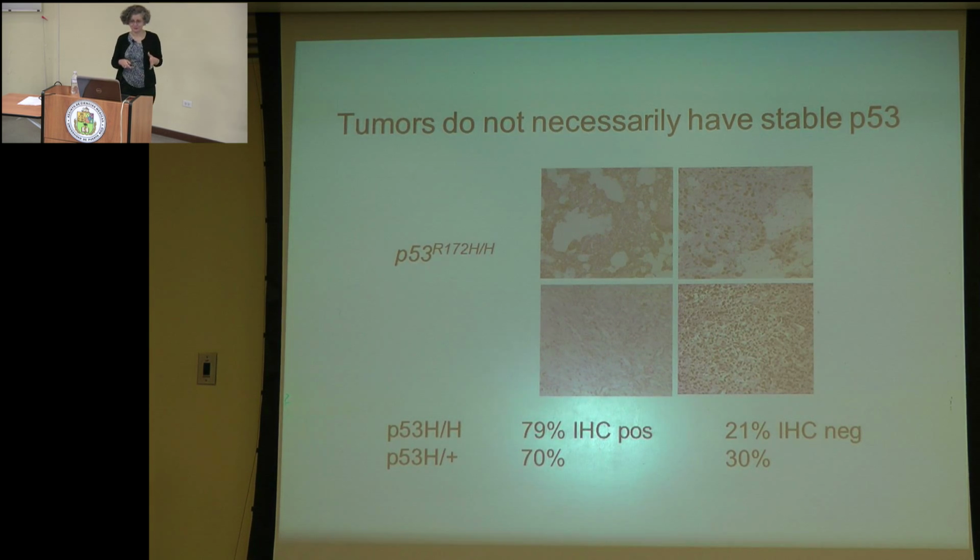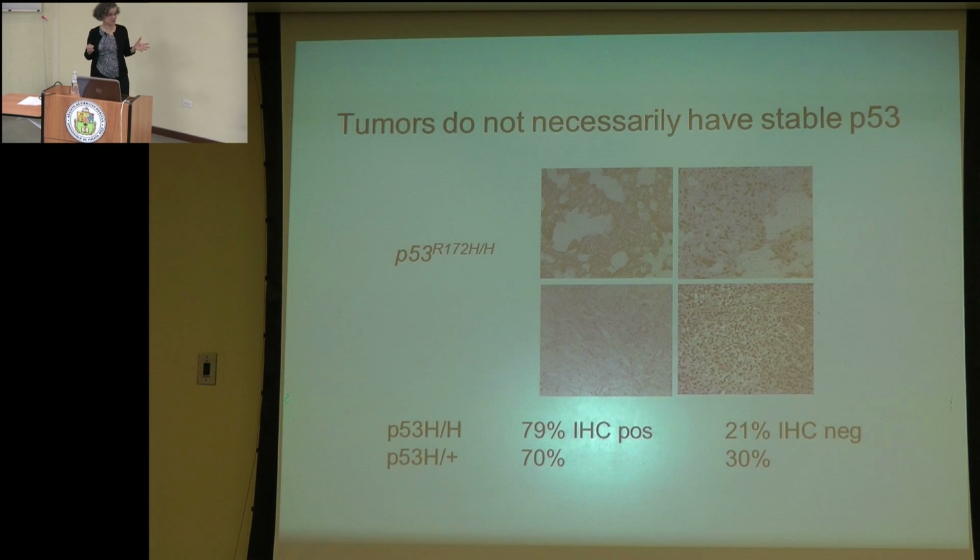Okay, so what's happening? Actually, 21% of these tumors did not have a stable p53, and 30% of the heterozygous tumors did not have stable p53. Okay, so we're very confused.